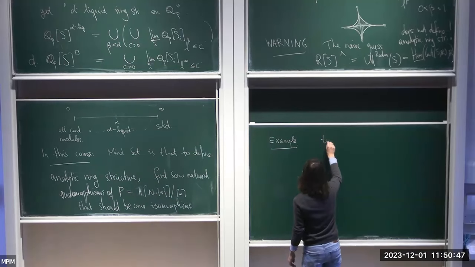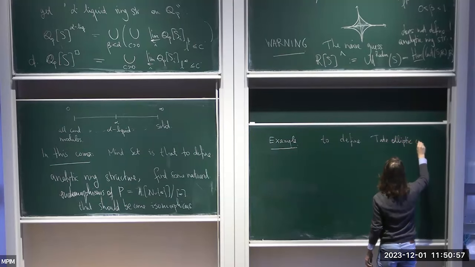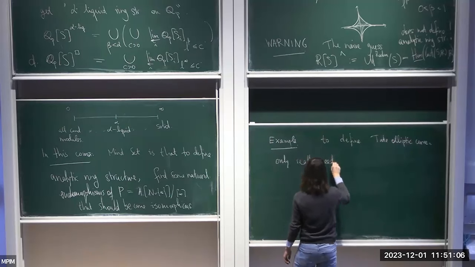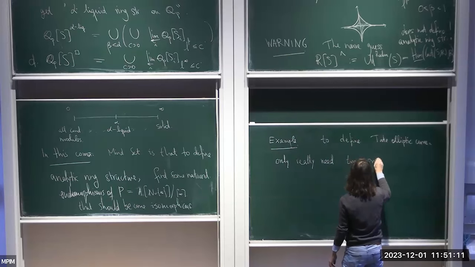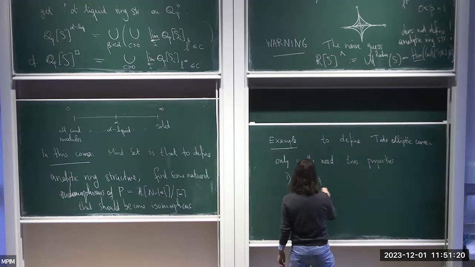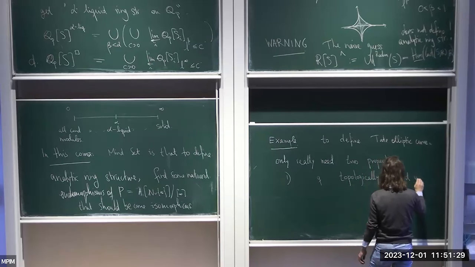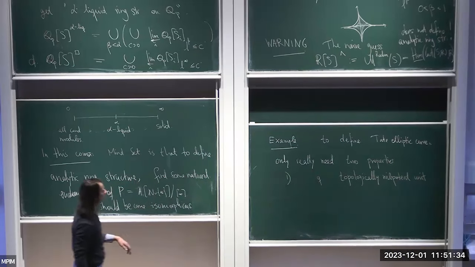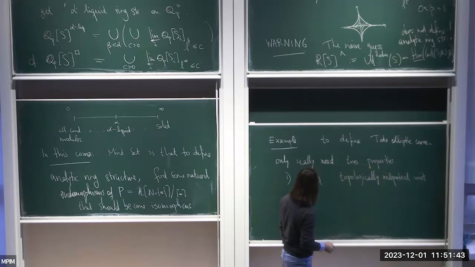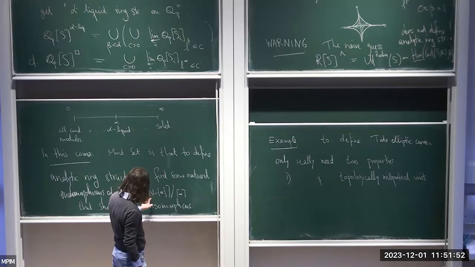It turns out that to define, take an elliptic curve, you only really need two things. The first is that Q should be a topological nilpotent unit. Right, it's definitely topological nilpotent, and there should be units. Very clear. And both of these have clear meaning in terms of the underlying condensed ring. Topological nilpotent means that you have a map from this guy, with the natural ring structure, sending T to Q.